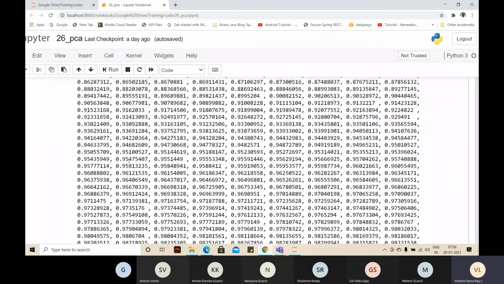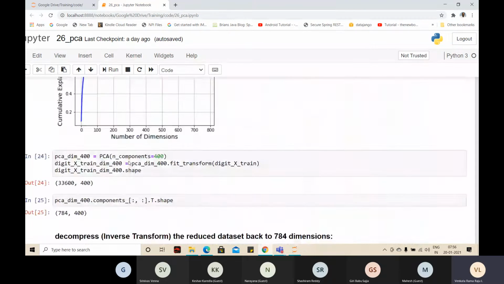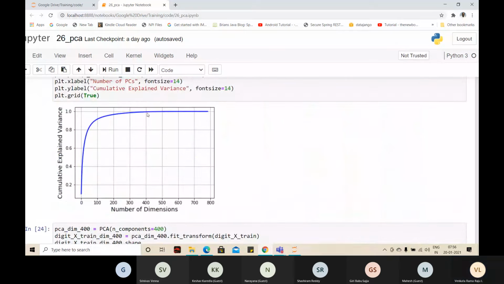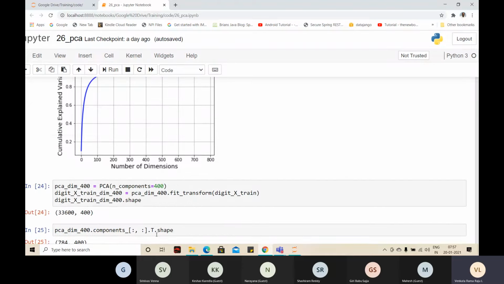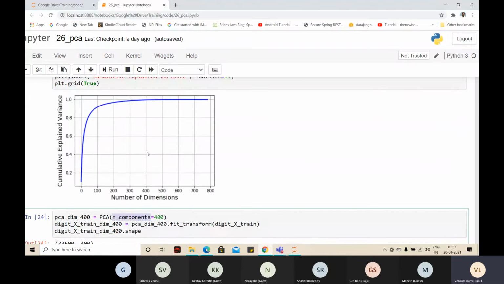So you can actually take a graph of that, and where exactly it meets 100, you can take that many components. So I am thinking maybe around 350 it actually met 100, but I took 400 for safety. So n components is equal to 400 I have taken. By looking at the learning curve, you know how much explained variance ratio was extracted by how many principal components. So you can take n components is equal to 400. Got it? In this particular example it is 400, but for another data set it may differ.